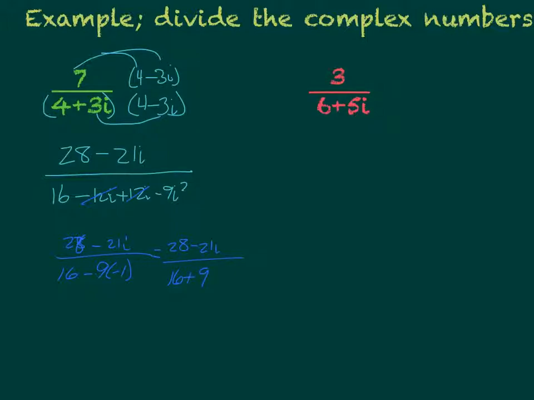16 plus 9 is 25, so my final answer is over 25, and I see that I have a commonality in my numerator, 28 and 21. 7 goes into both those, so I can factor out a 7, leaving me with 4 minus 3i. So my simplified answer is 7 times 4 minus 3i divided by 25.